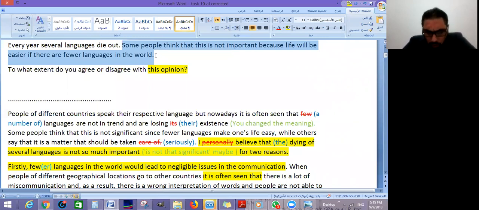Now, the common question is, if I want a band 7, do I need to talk about both sides of the argument, the people who agree and the people who disagree, and present both sides in order for me to get to band 7? And the answer is no. Nothing in the band descriptor says that you have to cover both sides of the argument. And to be honest, it's a lot simpler just to say that you totally agree and give 2 reasons why, or you totally disagree and you give 2 reasons why.